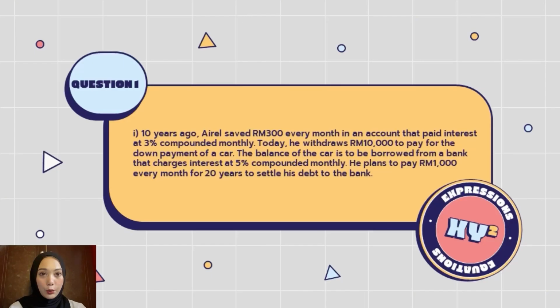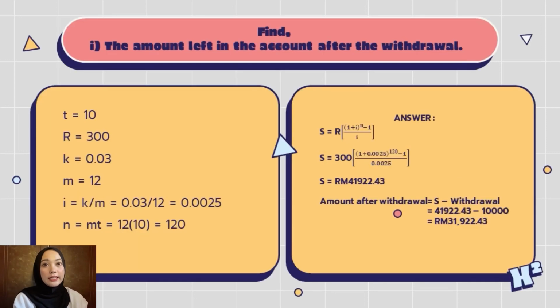So for the first question, 10 years ago, I received RM300 every month in an account that paid interest at 3% compounded monthly. Today, he withdraws RM10,000 to pay for the down payment of a car. The balance of the car is to be borrowed from a bank that charges interest at 5% compounded monthly. He plans to pay RM1,000 every month for 20 years to settle his debt to the bank. So the first question is to find the amount left in the account after the withdrawal.